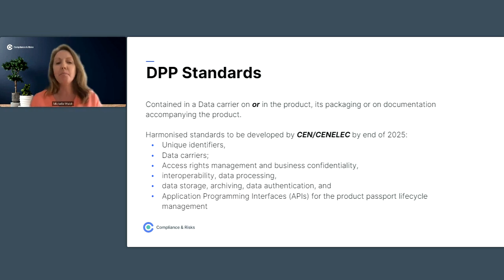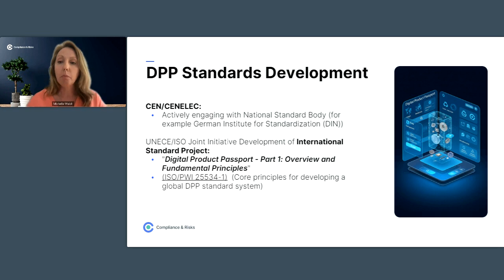Extremely technical, but this standards development is going to be key to how the DPP will be harmonized across the EU. And we know that CEN and CENELEC are actively engaging with national standards bodies. For example, the German Institute for Standardization is very involved as well in helping them with the development of these standards. We also know that there are other initiatives that they're looking at. The United Nations Economic Commission for Europe, together with the International Standards Organization, has a joint initiative developing an international standard which will contain core principles for developing a global DPP standard system. And this is ongoing at the moment. For those who are really interested in the standards process, you can get further information on their website.